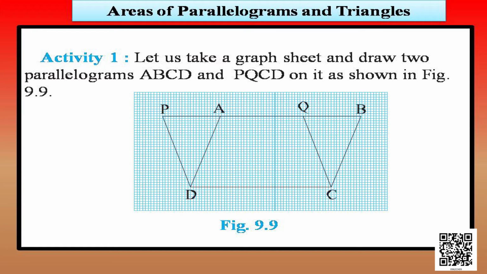You may recall the method of finding the areas of these two parallelograms by counting the squares. In this method, the area is found by counting the number of complete squares enclosed by the figure, the number of squares having more than half their parts enclosed by the figure, and the number of squares having half their parts enclosed by the figure. The squares whose less than half parts are enclosed by the figure are ignored.